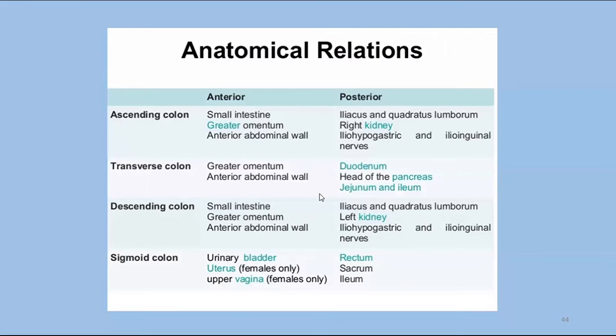And finally, for the sigmoid colon, anterior to the sigmoid colon, you will see the urinary bladder, the uterus, and the upper vagina in females. And posterior to the sigmoid colon, you will see the rectum and the sacral bone and a part of the ilium.